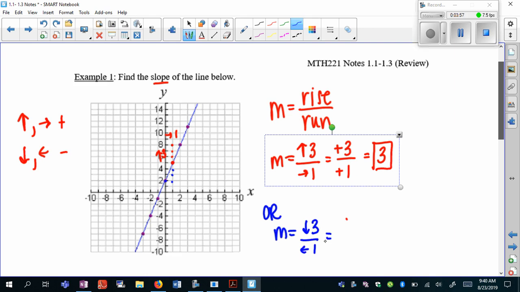So for me, that feels very unnatural counting that way, but you'll still get the same answer because this is a negative, this is a negative, and then I'll end up with a positive. So again, it doesn't matter, just make sure that you're consistent and you're always going up or down first and then left or right.